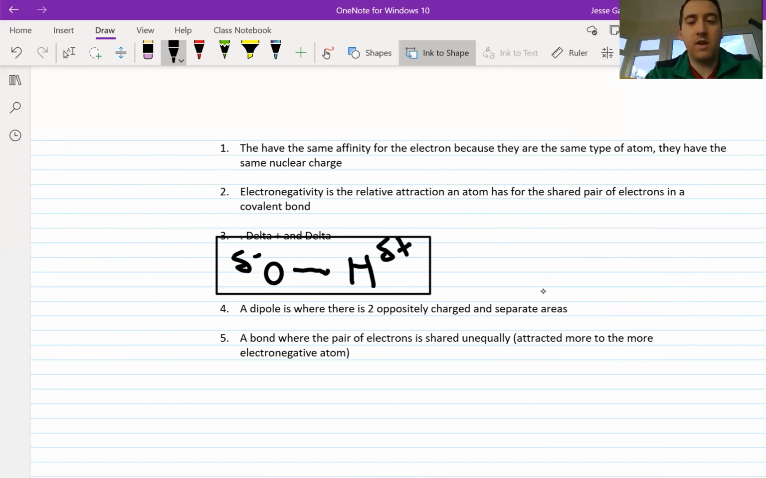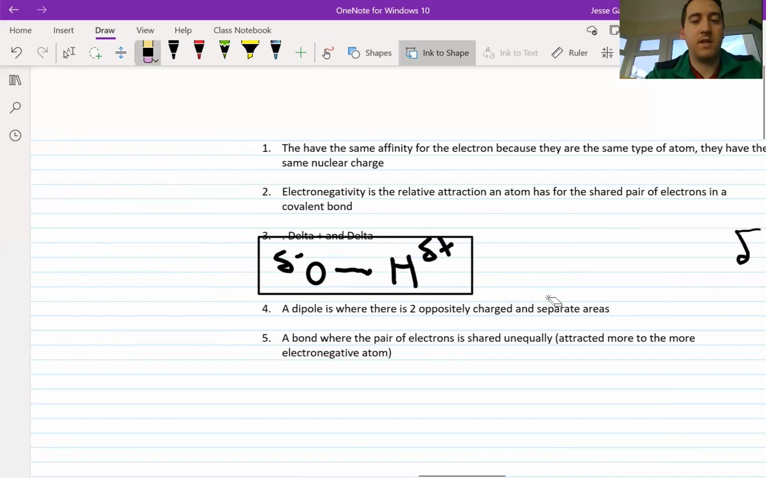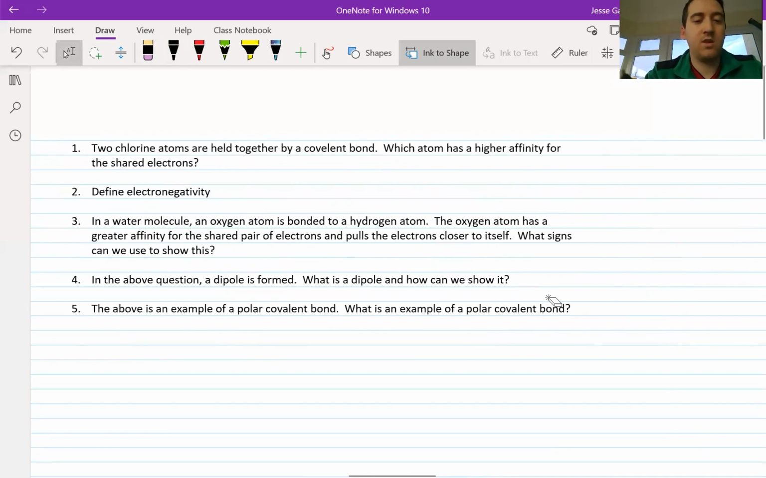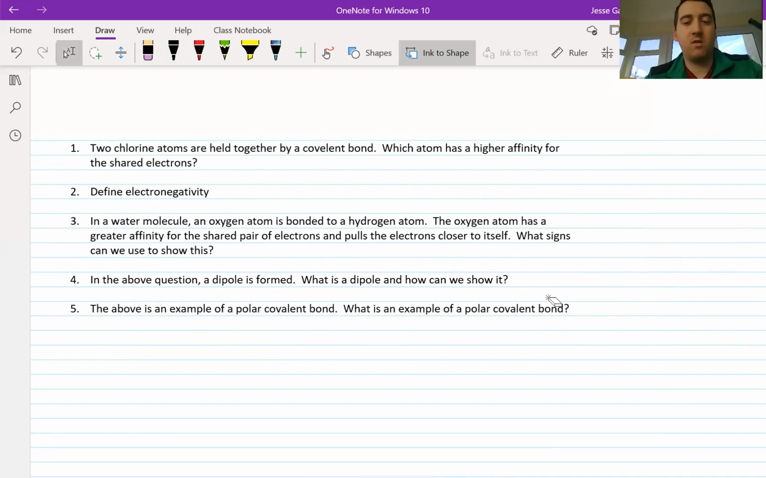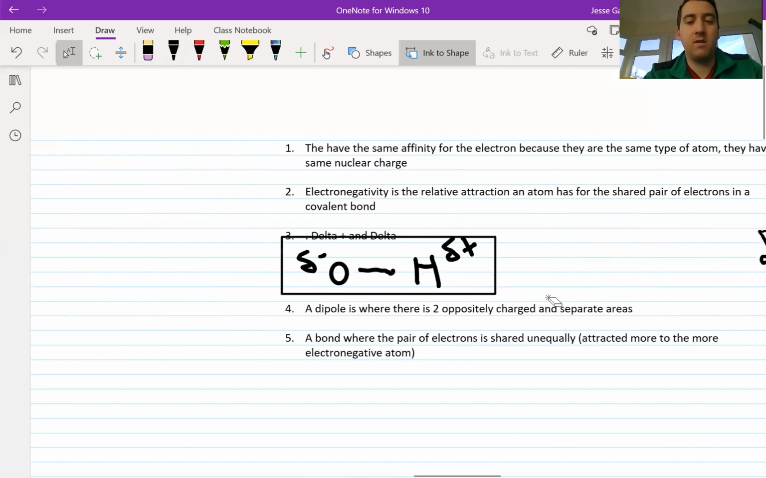Okay, so make sure that the delta symbol, I'll show you again, looks like the square root sign, but instead of like that for a square root, you have it curled in at the bottom like that. So that's the delta sign. Okay, delta positive and delta negative. All right, next question. In the above question, a dipole is formed. What is a dipole and how can we show it?